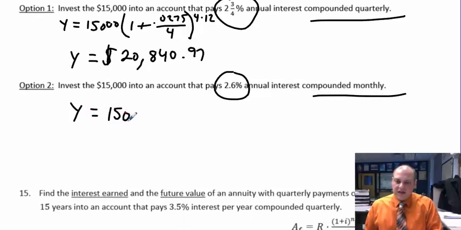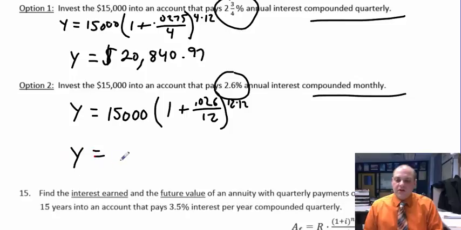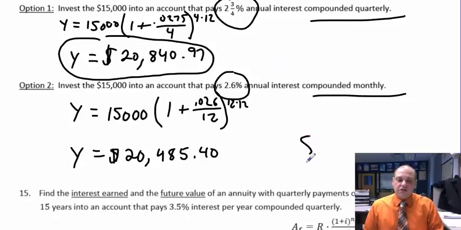And then option 2 is same kind of setup, but it's 0.026. And now we're dividing by 12 because it's monthly, and that's raised to the 12 times 12. 12 times per year, 12 years. Calculator work, being careful in the calculator, gives us $20,485.40. So clearly option 1 would be the better choice, because they'd have more money at the end of the 12 years. So option 1, and you would just explain that it gives him more money.